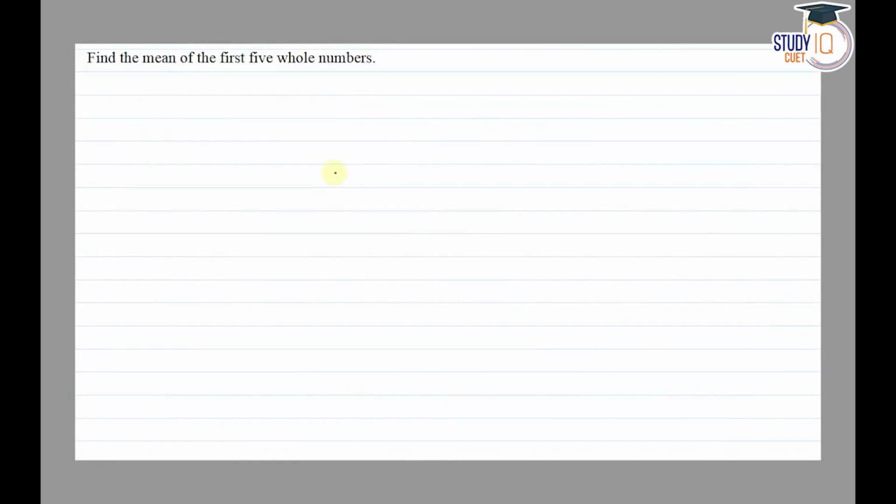Hello everyone, this question appears in class 7th NCERT chapter of data handling. This is third question of its exercise 3.1. So the question says that find the mean of first 5 whole numbers.